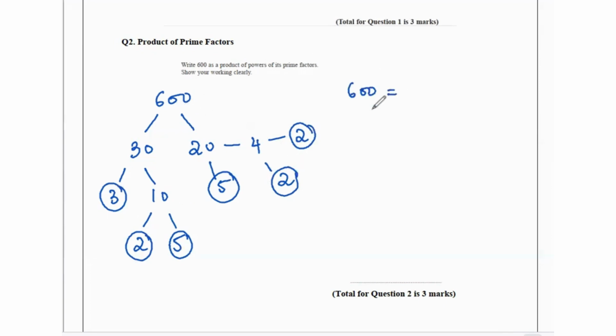600 is the same as 2 cube times 3 times 5 square. I rewrote 2 times 2 times 2 as 2 cube, 3 as it is, and 5 times 5 as 5 square. So the question said write 600 as a product of powers of its prime factors, which is exactly what I've done. So 2 cube times 3 times 5 square.